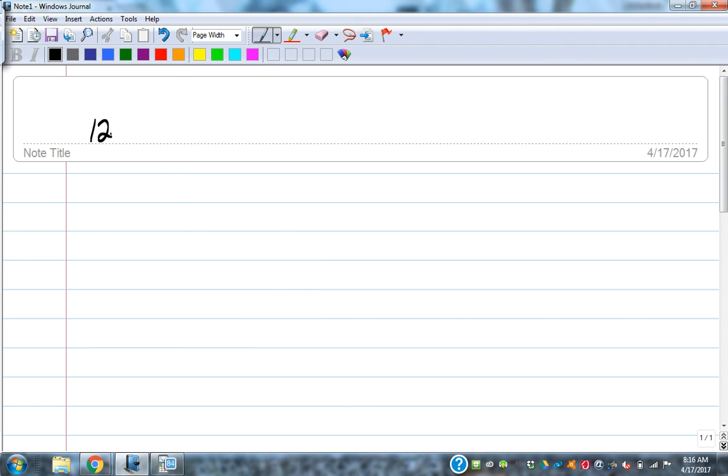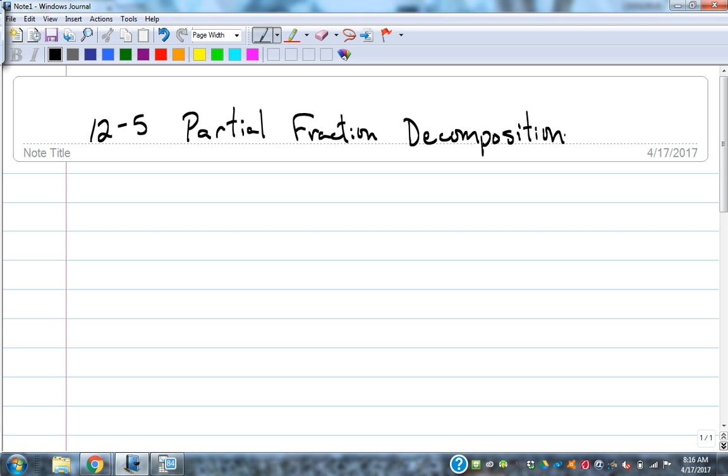All right, section 12.5, partial fraction decomposition. All right. Number one thing you want to make sure that you're doing here is make sure that the fraction is proper.